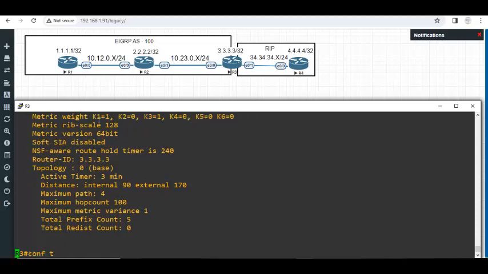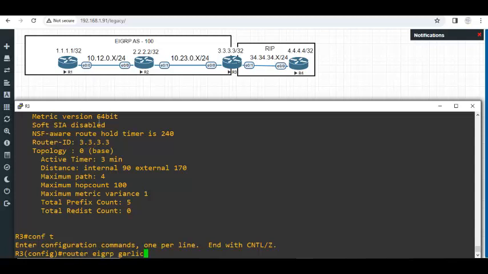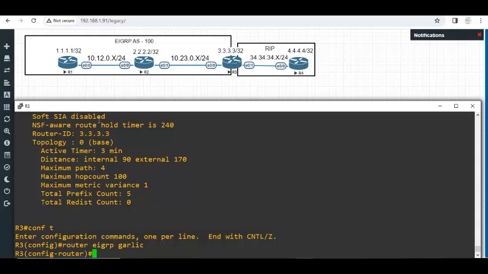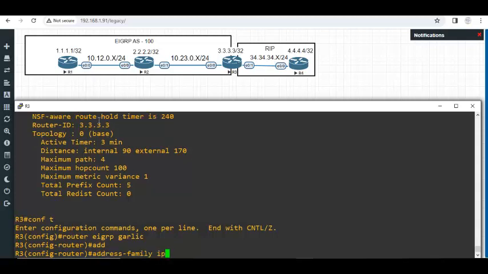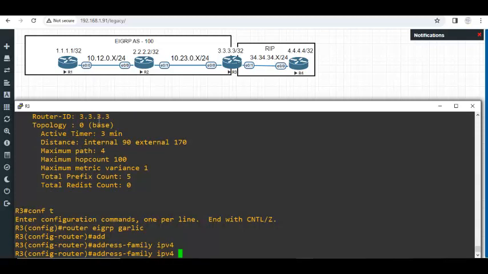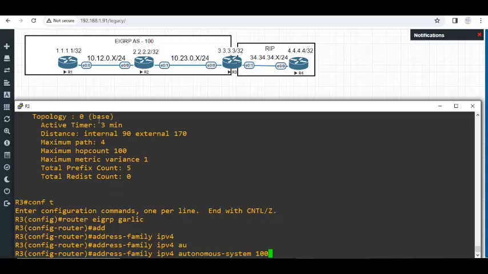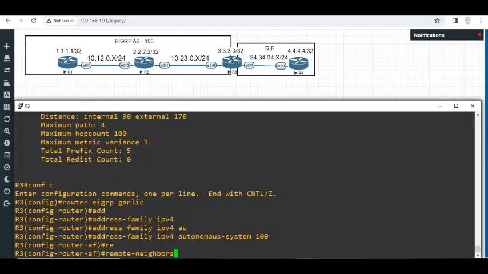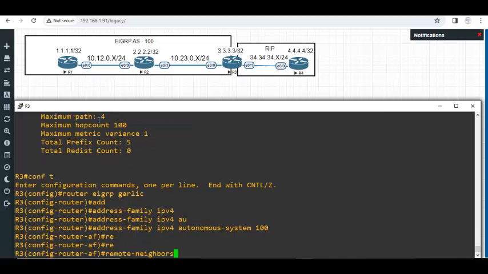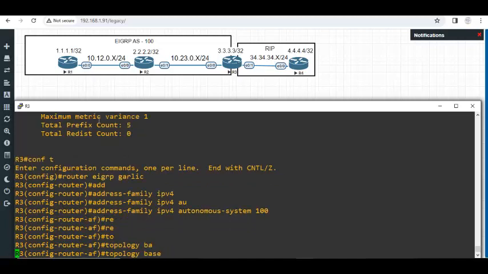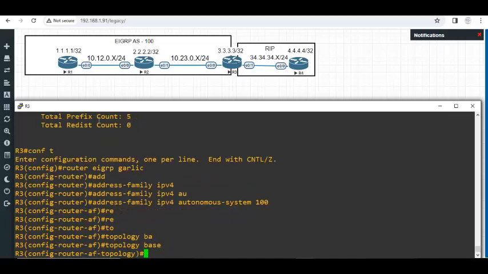And then redistribute will not be here. You see, redistribute is not here. There is something called topology base. See, it is related to topology, no? In your network design, one side you have RIP, another side you have EIGRP. So it is something related to the topology. So you need to go under the topology base and try redistribution. You will find it out.